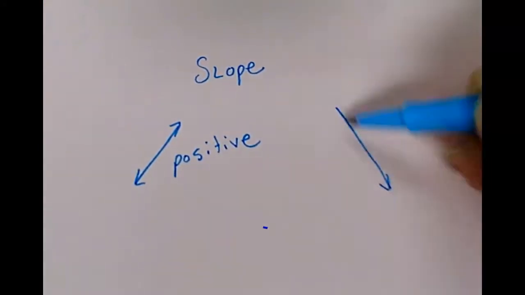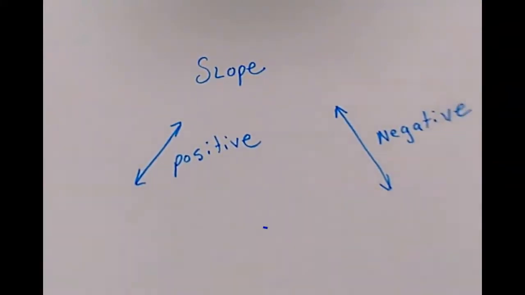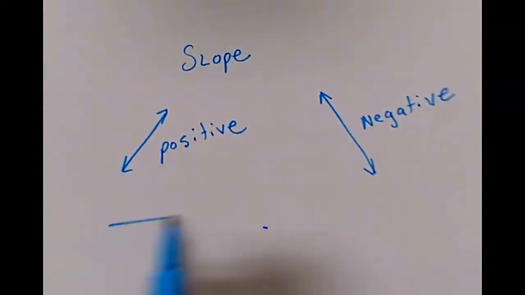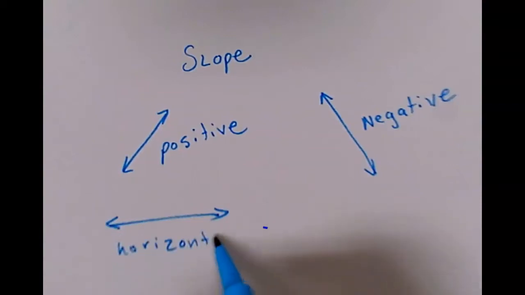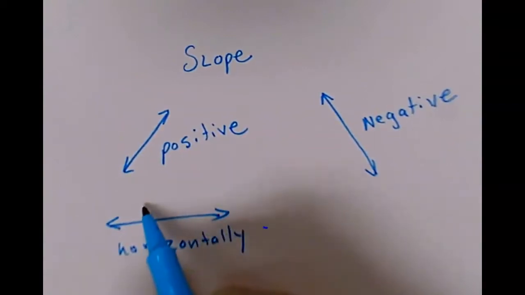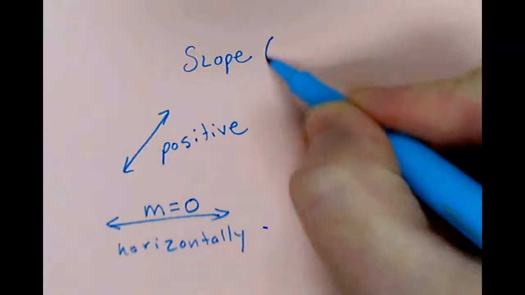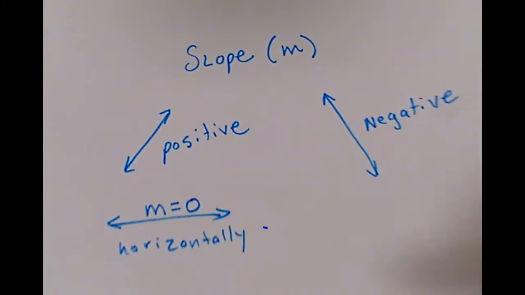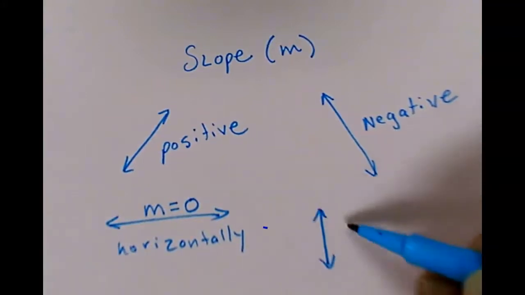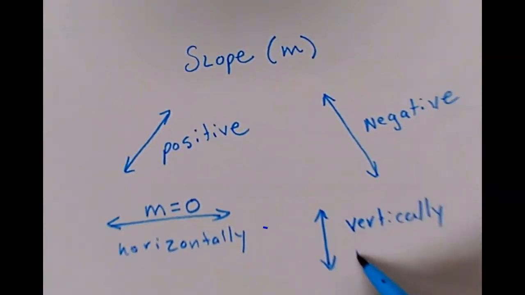If the line is going down, as you go across the graph from left to right, you have a negative slope. If the line is going straight across horizontally, then the slope is equal to 0. The letter we use to represent the slope is the letter M. If the line goes up and down vertically, it is not a function, and the slope is undefined.